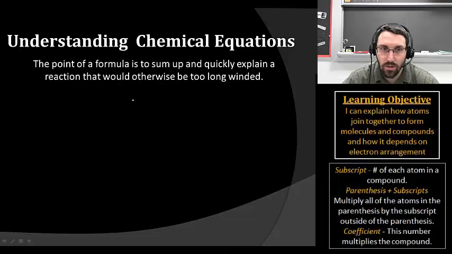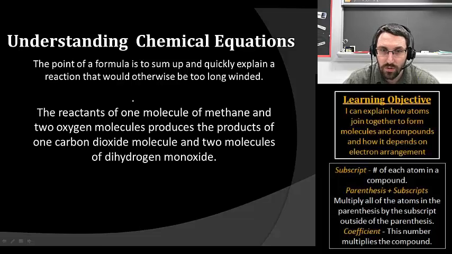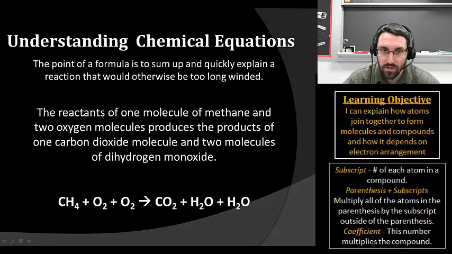We're going to talk a little bit about what the point of a chemical equation is. The whole point is to easily explain a long-winded, long reaction with symbols. So here we have the reaction of the reactants of 1 molecule of methane and 2 oxygen molecules produces the products of 1 carbon dioxide molecule and 2 molecules of dihydrogen monoxide, which is very long. It's actually a little bit easier and faster to write it with the chemical symbols.